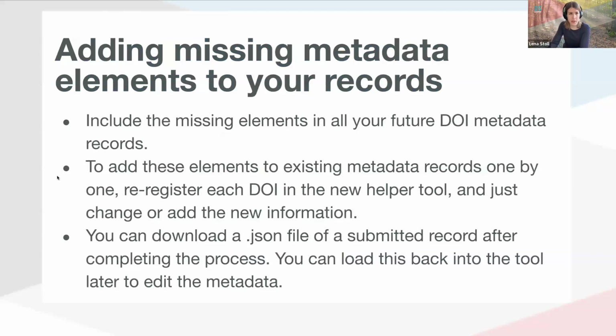As a general note on adding missing metadata, in order to improve your score for an element, obviously the first and easiest thing you can try and do is to include that element in all of your future record registrations going forward. And in our new helper tool, just as in the web deposit form, you can also go back to previous records and re-register each record one by one by just adding all of the previously registered metadata again and adding whatever else you can to make the record richer.